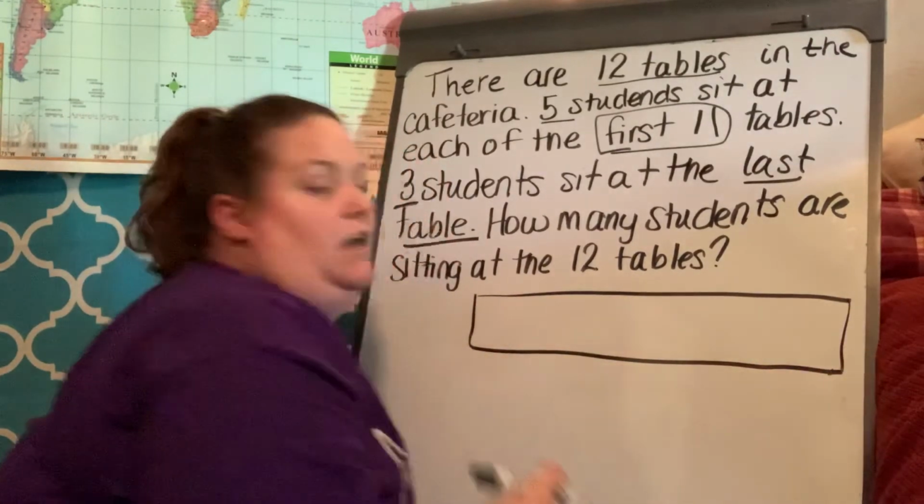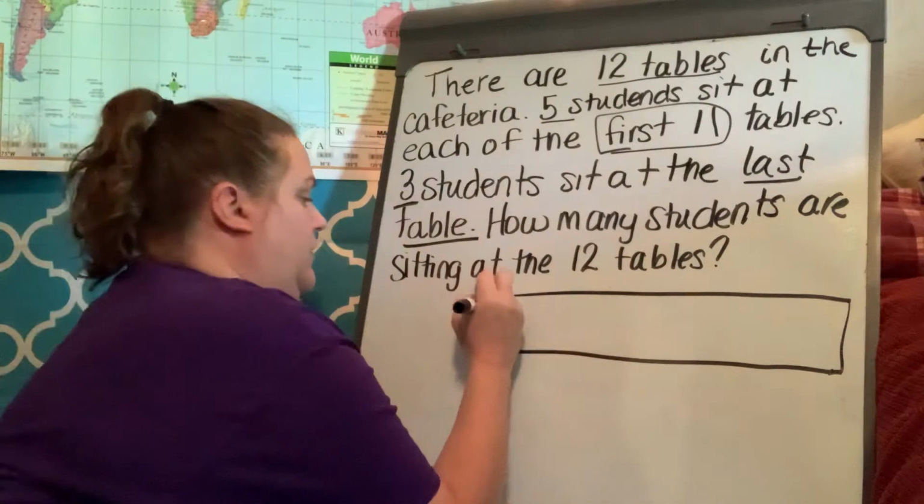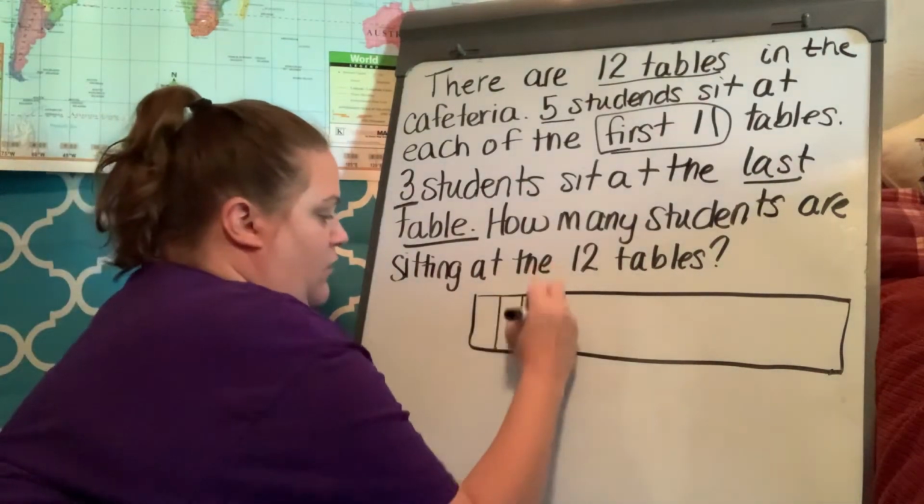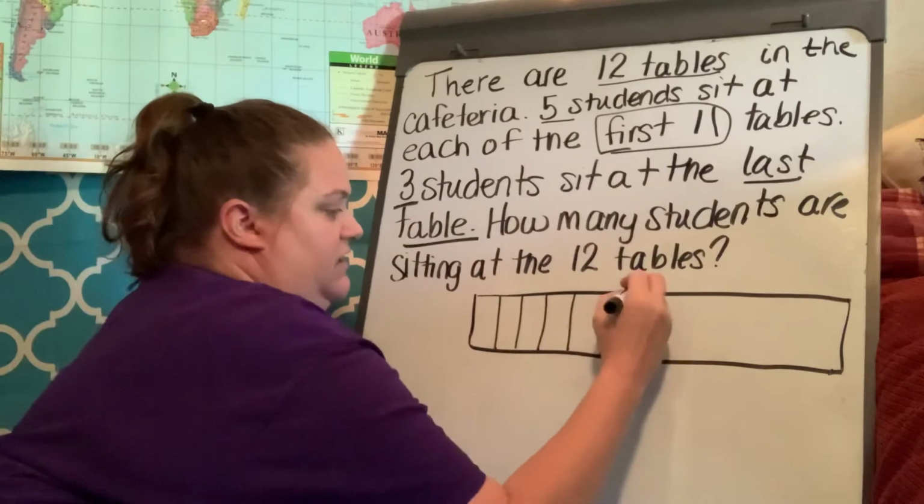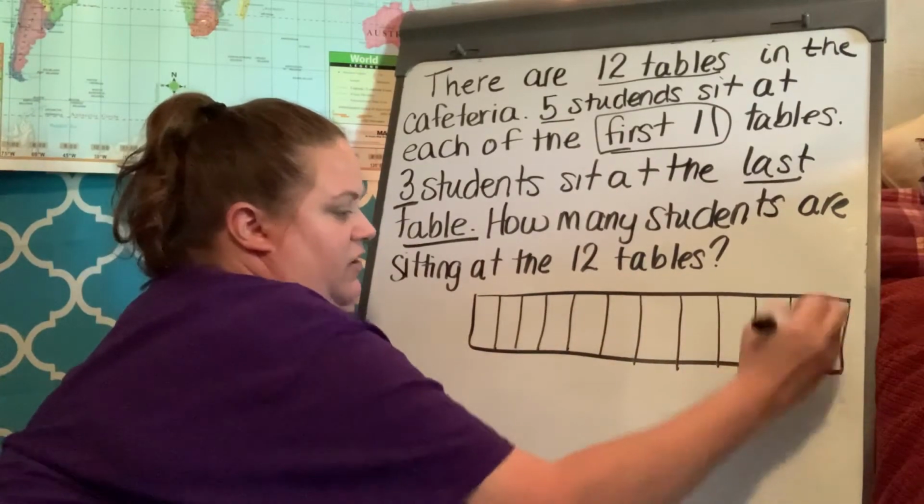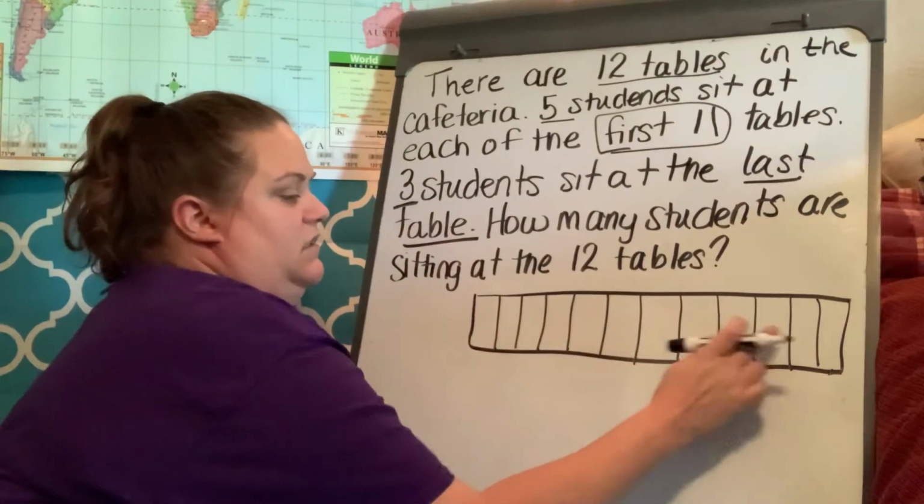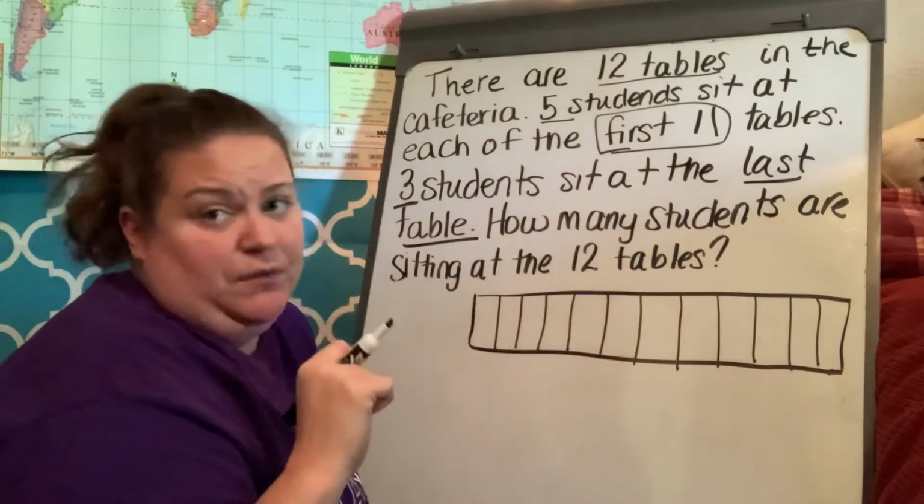Set that up. How many boxes am I going to divide it into? 12. 1 for each table. 1, 2, 3, 4, 5, 6, 7, 8, 9, 10, 11, 12. Just want to make sure I have the right amount, otherwise it wouldn't work.